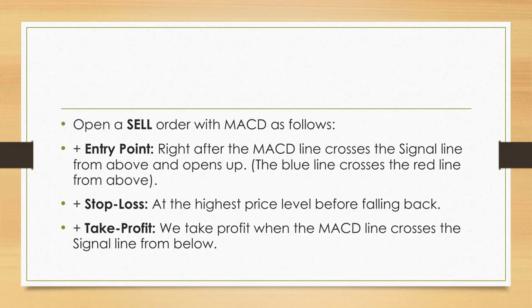We open a sell order where our entry point is right after the MACD line crosses the signal line from above. So the MACD is coming down, the blue line crosses the orange line from above. So we open a sell order right after the MACD crosses our orange line. And our stop loss is 10 to 15 pips above the highest price level before it fell back. And our take profit again is just when the MACD is about to cross the signal line from below again. Let's see it in action.